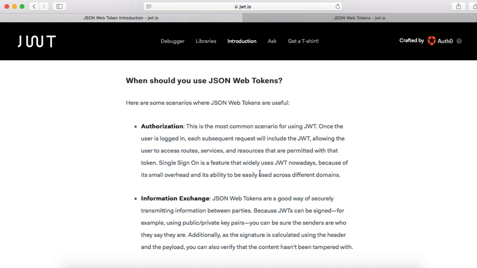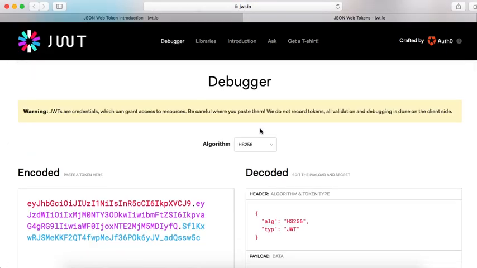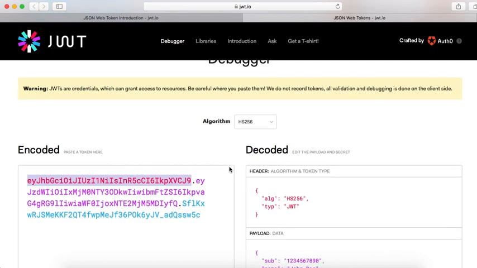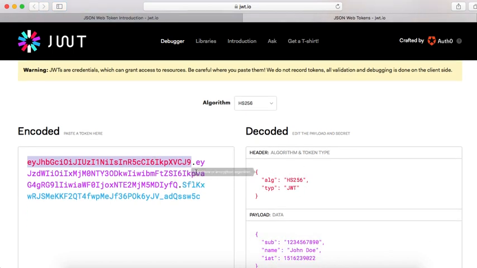So now that we know what JWT is and when we should use it, let's see how it looks. On the left hand side, this is the encoded version of a JWT and this is how it looks in the real world. You can see that there are three parts, 1, 2 and 3. They are separated by dots. The first part is the base64 encoded version of the header, and this is the decoded part of it.